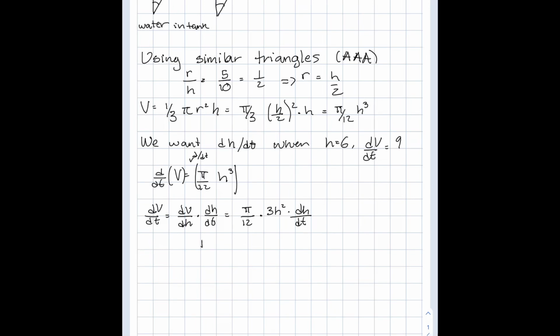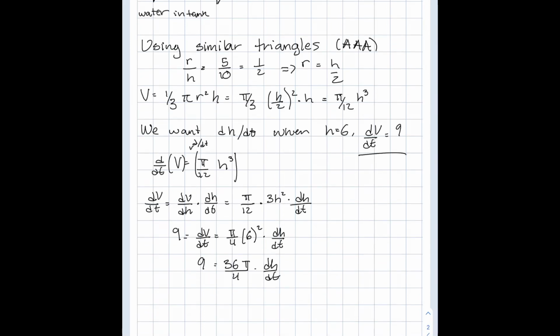Now, so dV/dt equals 3 over 12, that's just pi over 4, times h squared, 6 squared, and I don't know what dh/dt is, I'm trying to figure that out. Remember we're given dV/dt, that equals 9. So I plug that in, so I get 36 pi over 4 times dh/dt. That's all equal to 9.